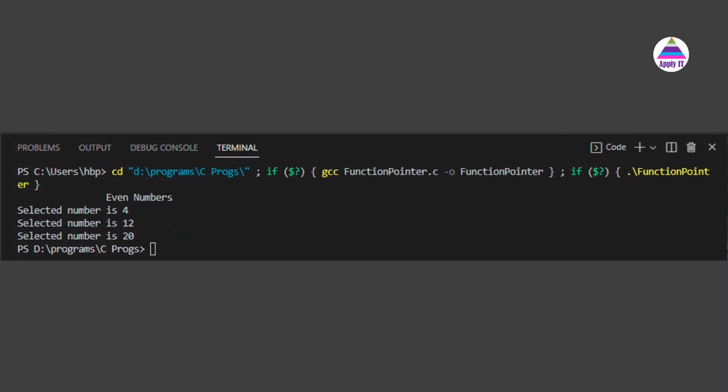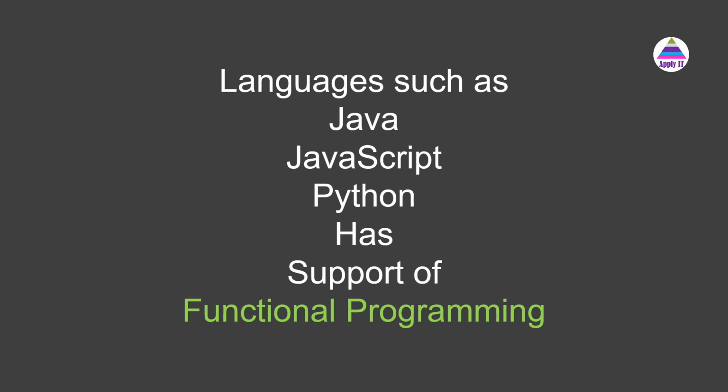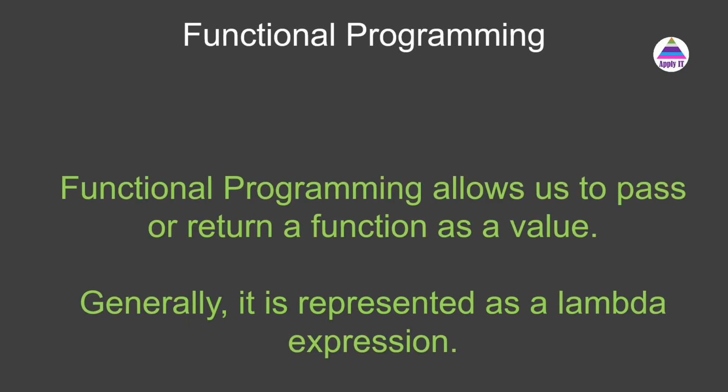The ability of a programming language to pass a function as an input to another function, that way of programming is called functional programming. Languages such as Java, JavaScript and Python also support functional programming. So what is functional programming? Functional programming allows us to pass or return a function as a value. Generally this function as a value is represented as a lambda expression. So in C programming also we can pass a function as an input to another function so that we can customize our logic. New programming languages support this concept using functional programming.